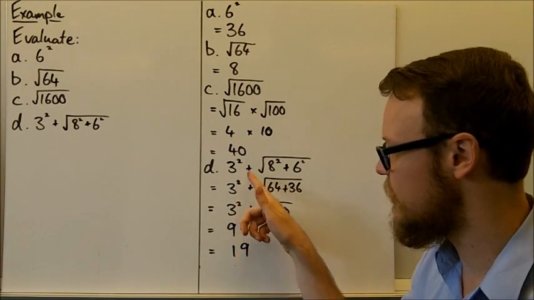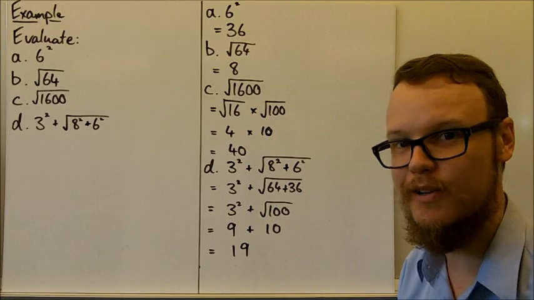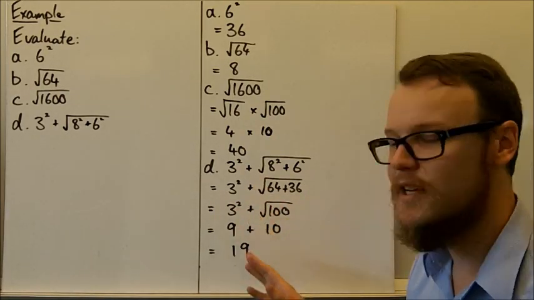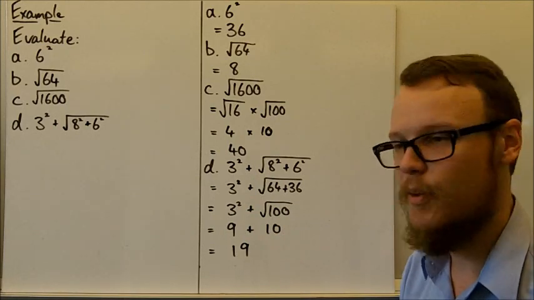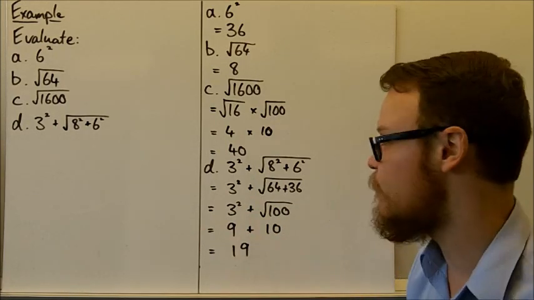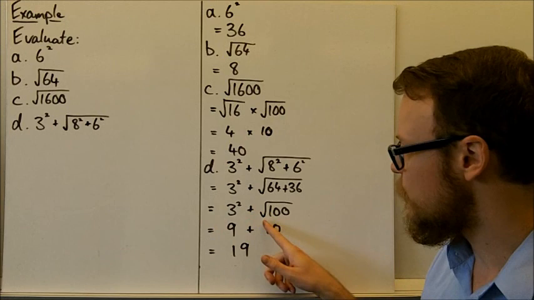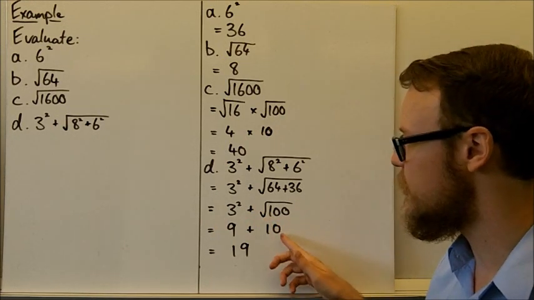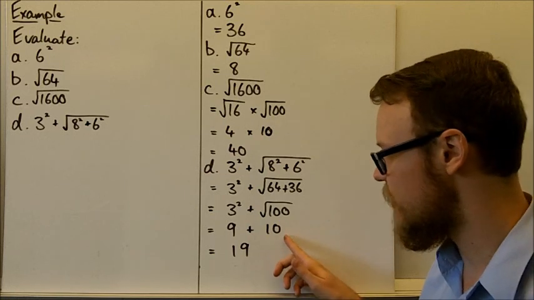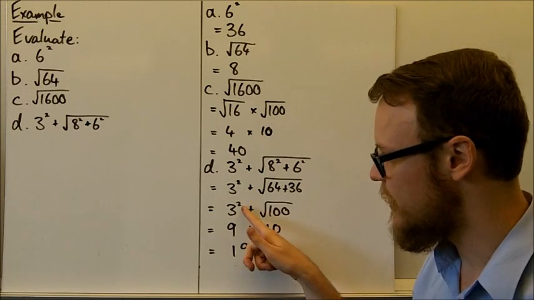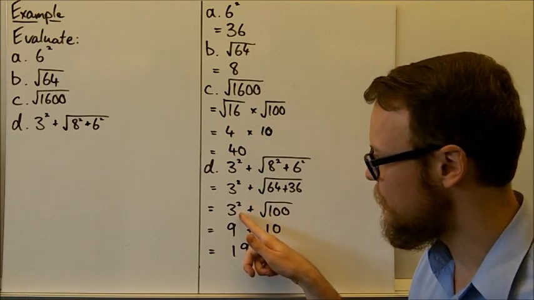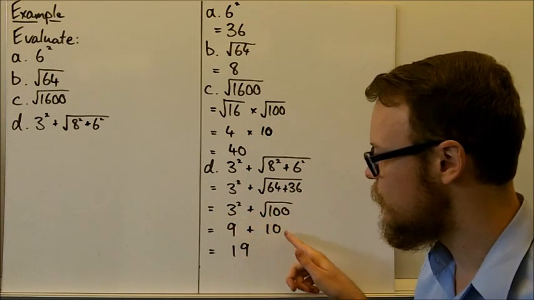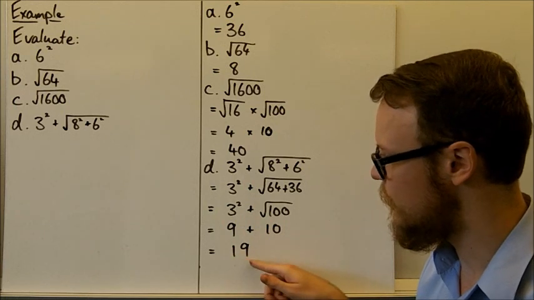Notice I haven't changed anything with the 3 squared. We're not going to evaluate that just yet because we've got an addition sign here. That's down the bottom of our order of operations hierarchy, so we can leave that right until the end. The square root of 100 I can determine though, because we know that 10 times 10 is 100, so the square root of 100 is 10. 3 squared is 3 times 3, so 3 times 3 is 9. 9 plus 10 then, doing our final evaluation, is 19.